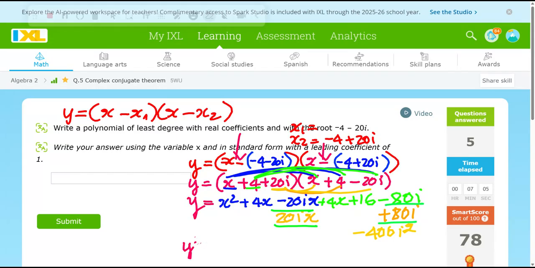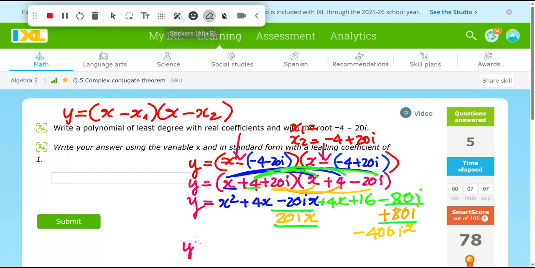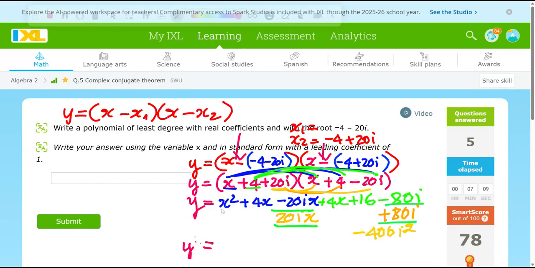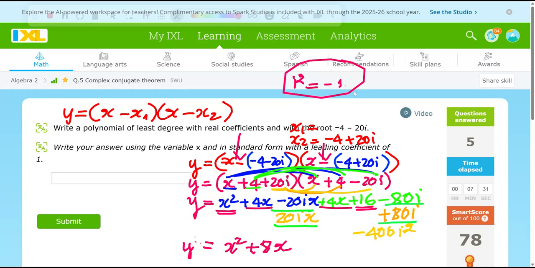y equals x squared, right there. 4x with 4x, is that 8x? You combine like terms, okay? And then 16 is right here, is that right? When you see i squared, you substitute i squared for how much? Negative 1. We already talked about this for weeks, okay? So put negative 1 right here.